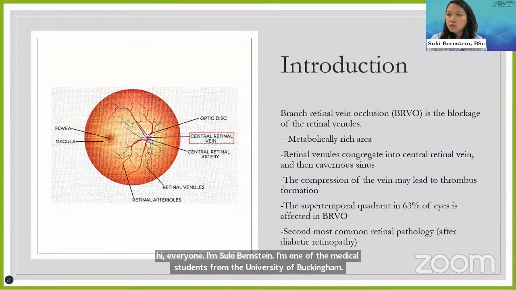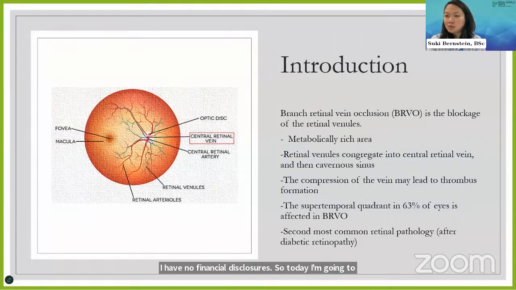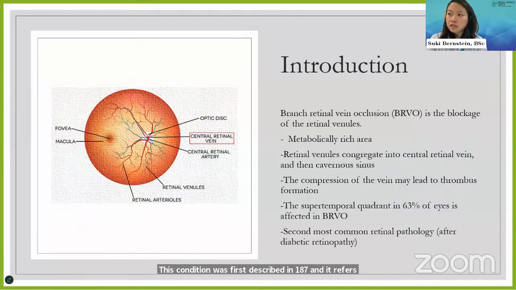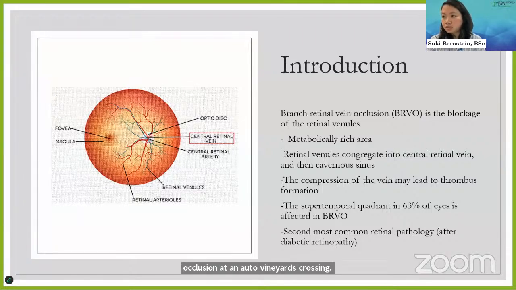So today I'm going to be talking about branch retinal vein occlusion. I know all of you here are experts in the matter, but just in case there are other medical students, this condition was first described in 1877 and it refers to the obstruction of the branch retinal vein at an arteriovenous crossing. So the mechanism is basically compression of the vein that causes turbulence in the blood flow, and then it causes thrombus formation.